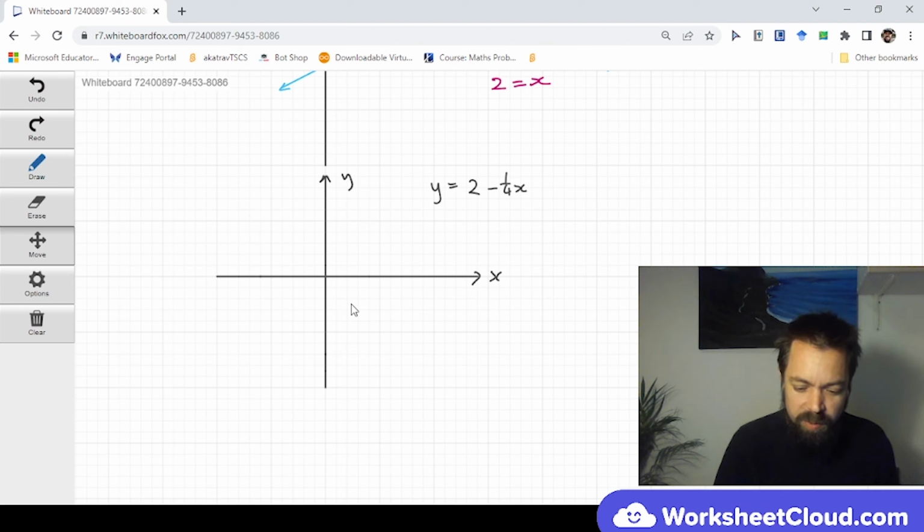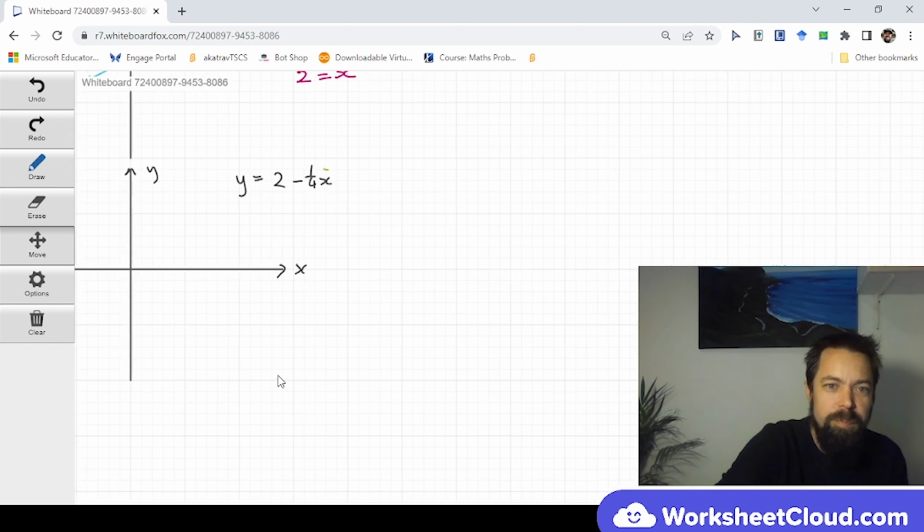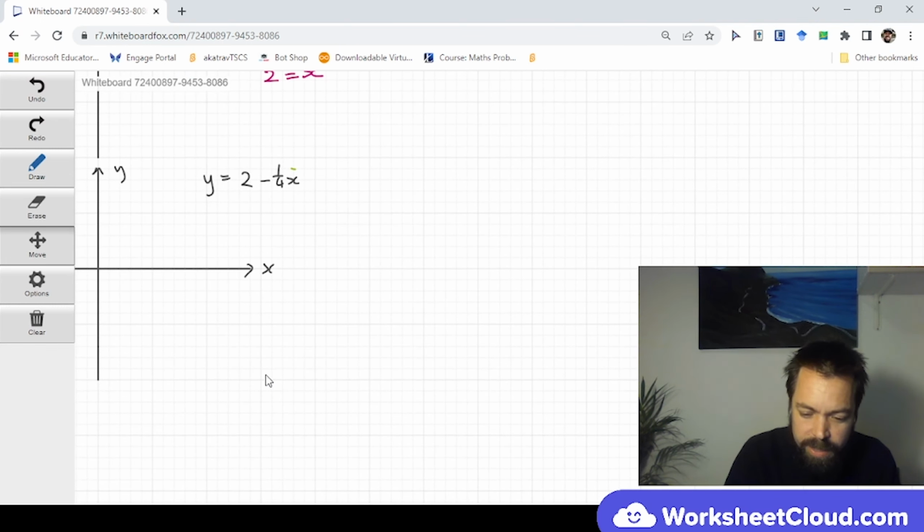Should do arrows on both ends. Okay, now to find the y-intercept, sorry, x-intercept first. You can do it either order. I've just done it this way around each time, so I'm going to do it the same. Let y equal 0. So our formula was y.